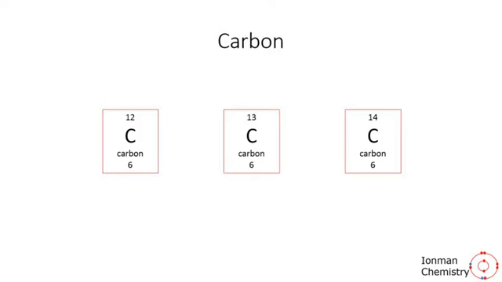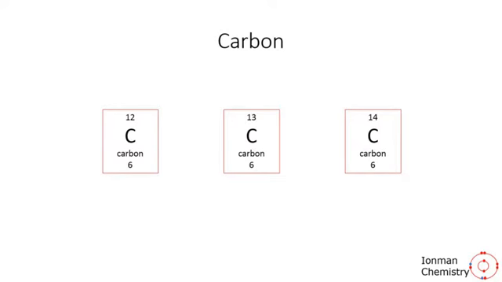So let's have a look at carbon. There are three forms of carbon in the world right now. Carbon-12, carbon-13 and carbon-14. Now, carbon-12 has been around since the start of the solar system, and so has carbon-13. Carbon-14 gets formed way up high in the stratosphere and lasts for a little while and then disappears.